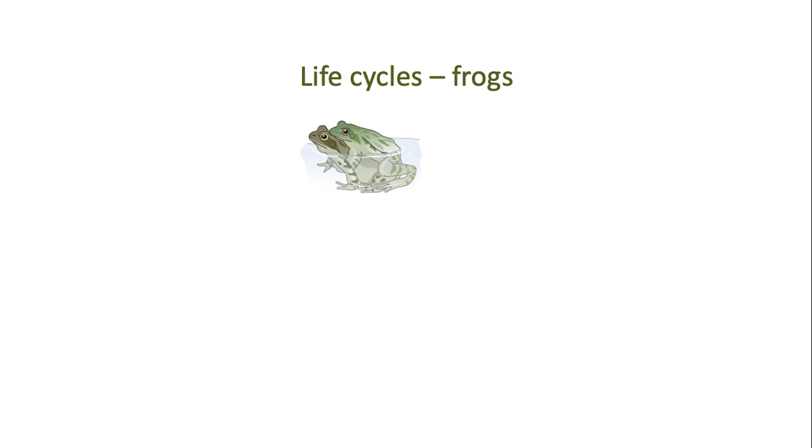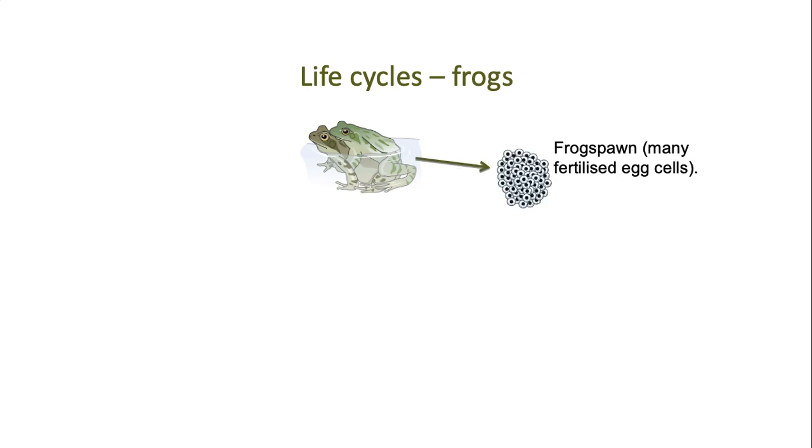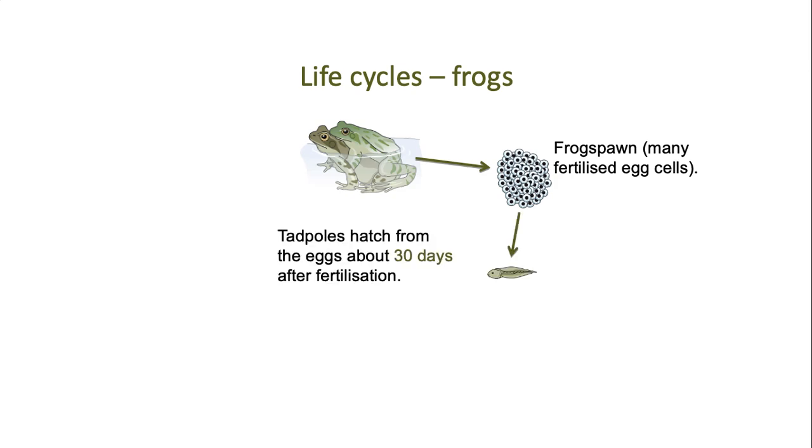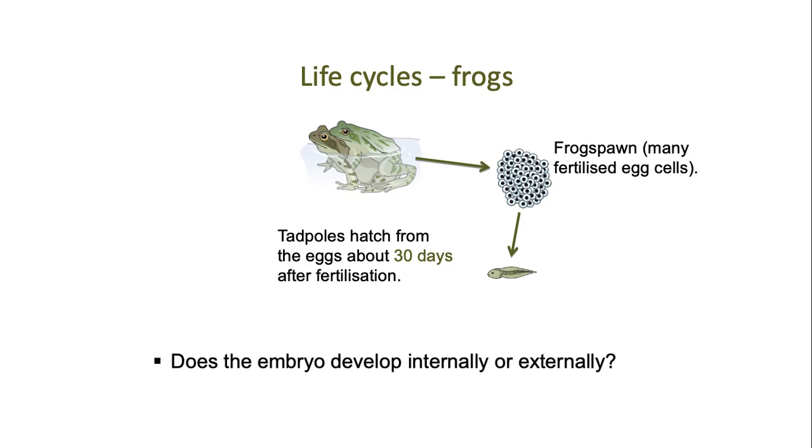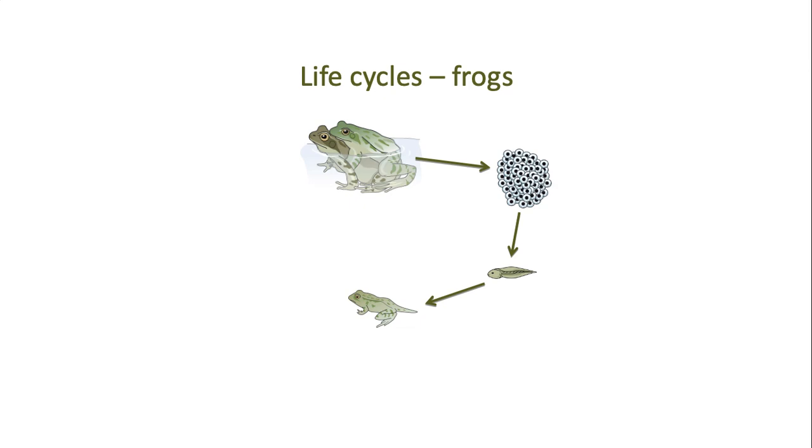External. The frog spawn and many fertilised egg cells all sort of clump together. Tadpoles hatch out from the eggs at about 30 days after fertilisation. Does the embryo develop internally, externally? It develops externally. Sperm and egg are the gametes.